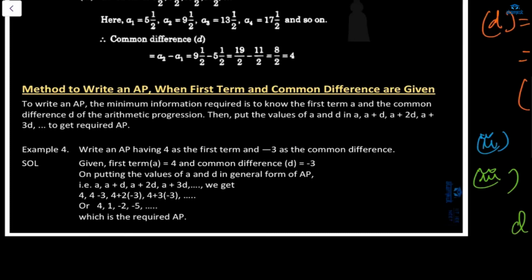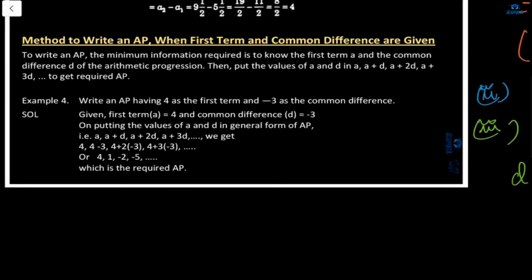Now, the method to write an AP when the first term and common difference are given. So how can you write a complete arithmetic progression if only the first term is mentioned in your question, only the first term is given, and the common difference is given to you? Let's see a question on how we are going to do it. What is the general AP that you are going to take here? That will be A, A plus D, A plus 2D, A plus 3D to get the required AP.